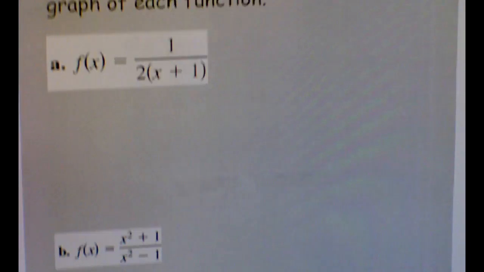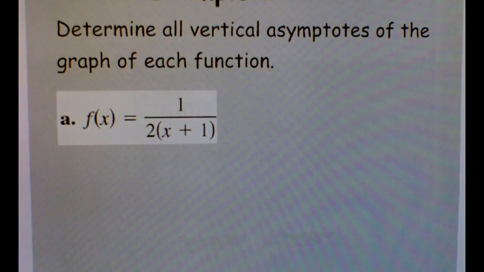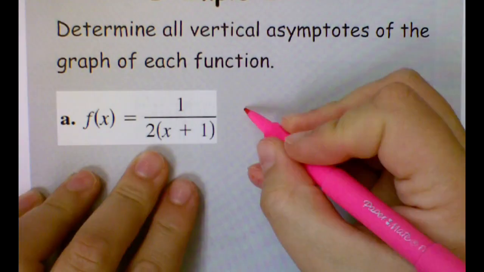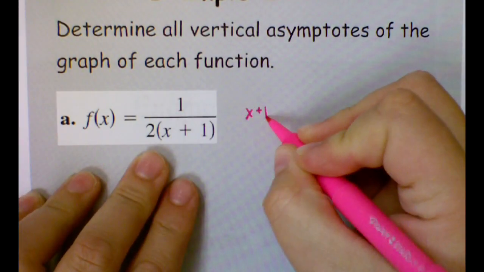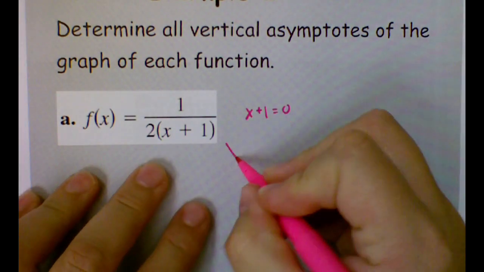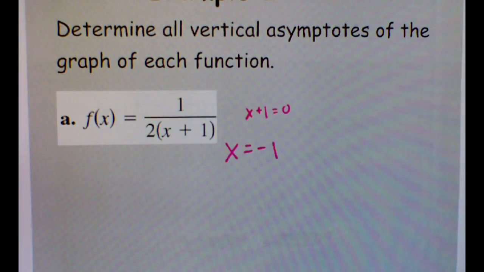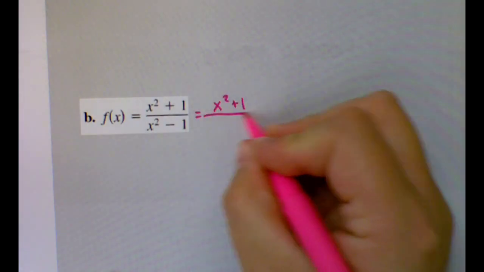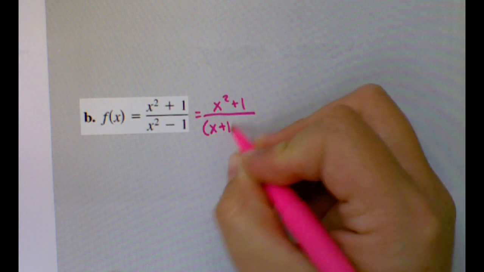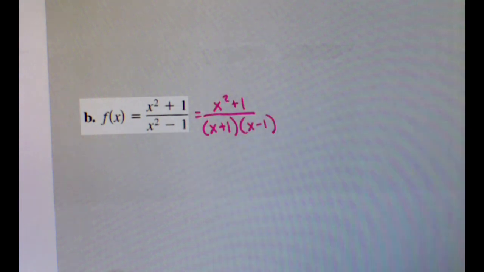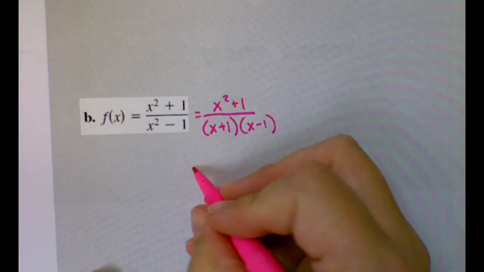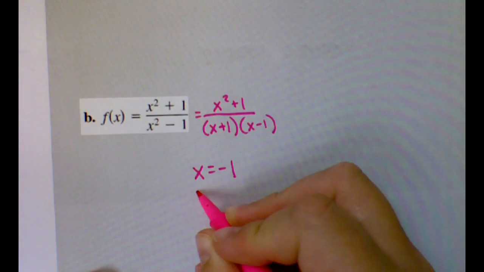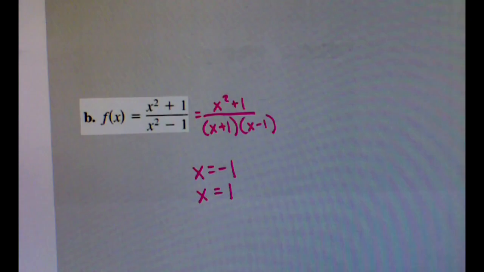So let's find all the vertical asymptotes of each function. This first one, pretty straightforward. We just set the denominator equal to 0. So either 2 equals 0 or x plus 1 equals 0. So our asymptote is that x equals negative 1. For the second one, we need to factor. So the numerator does not factor, but the denominator becomes x plus 1 times x minus 1. Set each of those factors in the denominator equal to 0. We get x equals negative 1 and x equals positive 1 as our asymptotes.